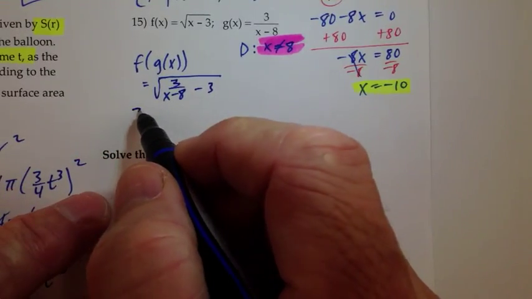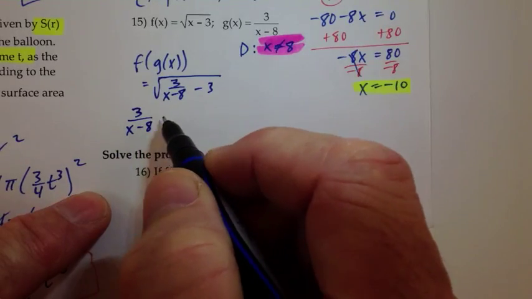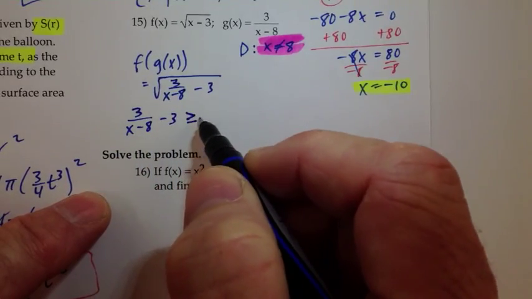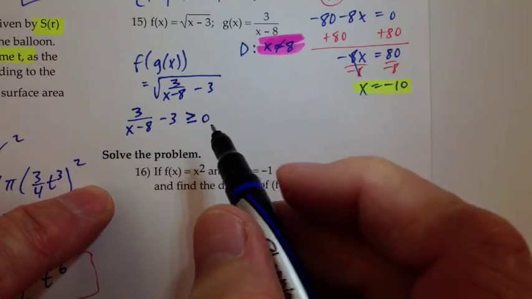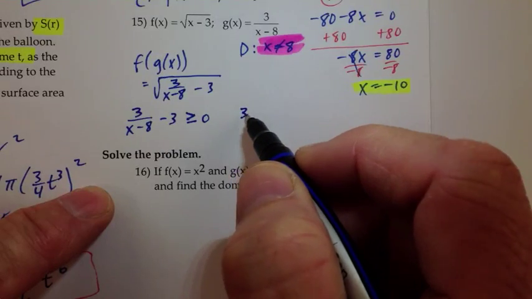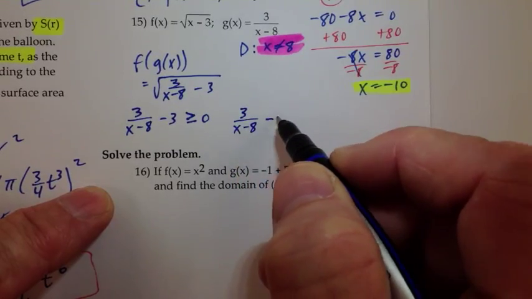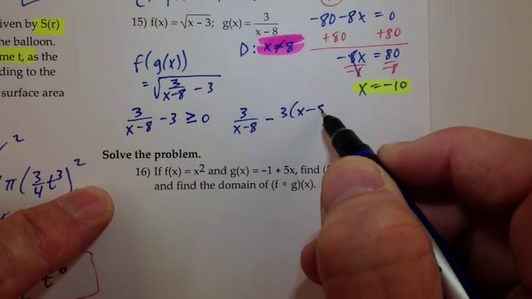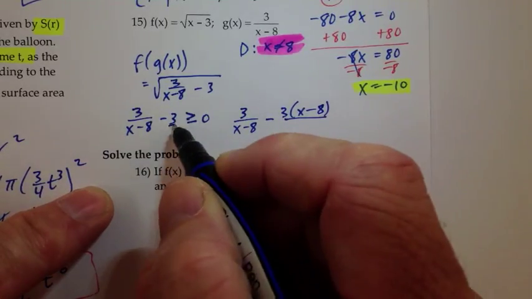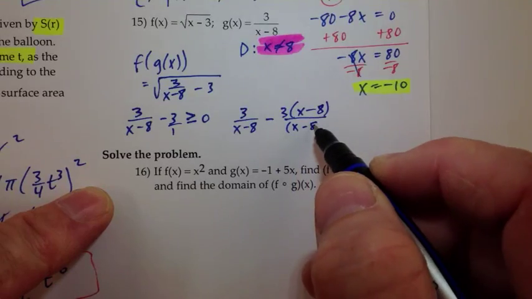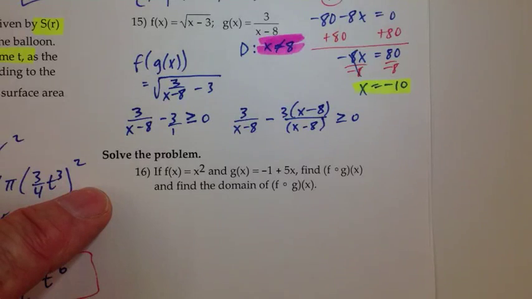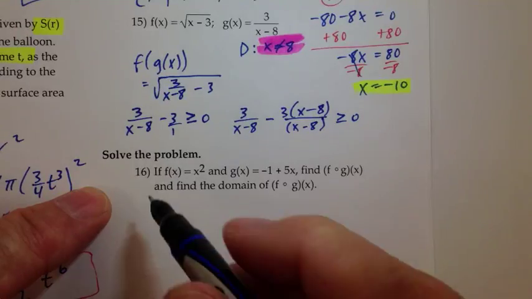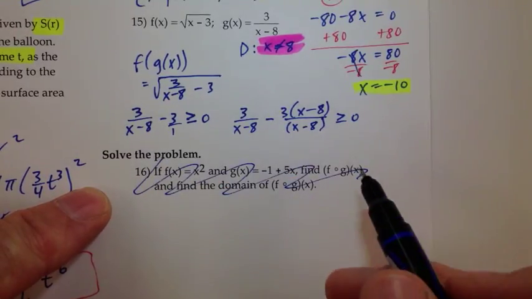Okay, so we've got a lot of work to do here. 3 over x minus 8 minus 3 has to be greater than or equal to 0. Okay, leave a lot of room, my apologies. Then if we get a common denominator, we multiply top and bottom of this 3 over 1 by x minus 8. Okay, still greater than or equal to 0. And maybe we'll just save number 16 for later. Let's just do all the work here.